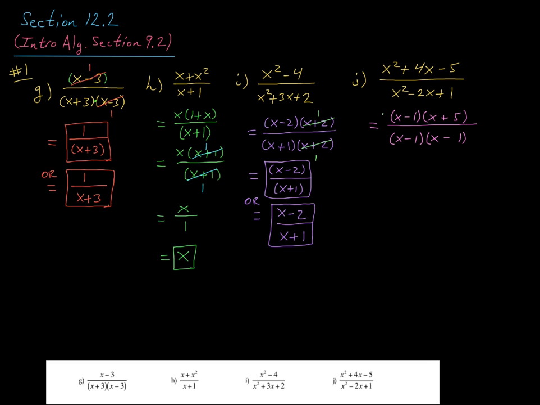All right, and then a common factor there of x minus 1 that will divide out, and there we have it. We're going to get an x plus 5 over an x minus 1. All right, great. That's going to do it for this video.